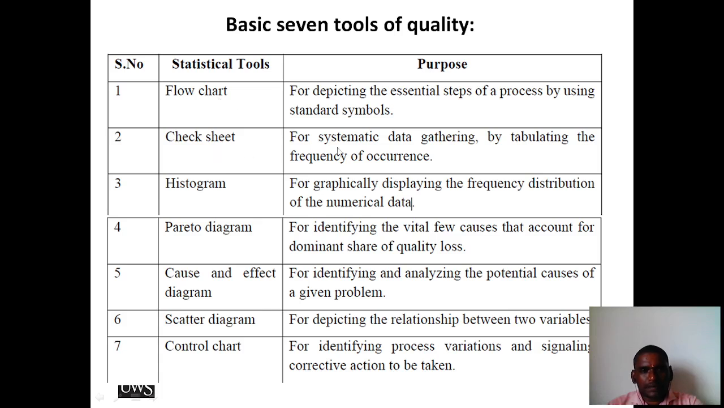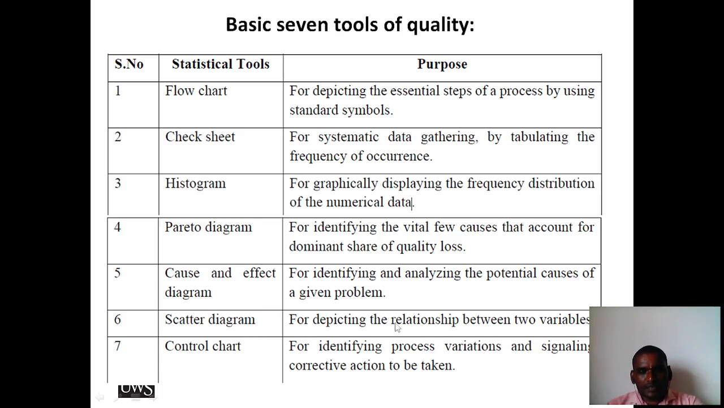And then check sheet is nothing but systematic data gathering by tabulating the frequency of occurrence. And then the third one, histogram, is nothing but a graphical representation, graphically displaying the frequency distribution of numerical data. Then Pareto diagram is nothing but identifying the vital few causes that account for a dominant share of quality loss. And then the fifth one, cause and effect diagram, is nothing but identifying and analyzing the potential causes of a given problem.